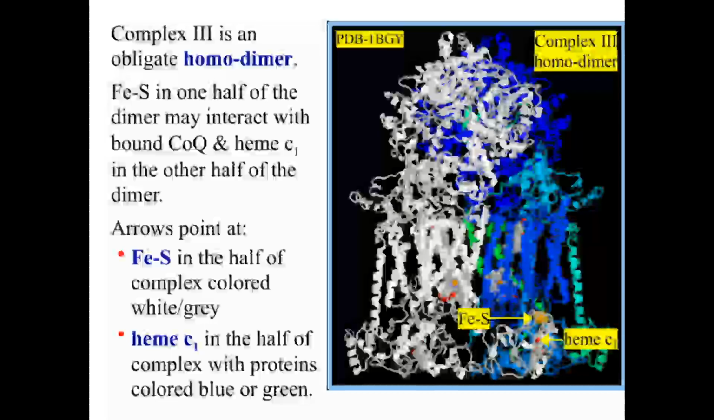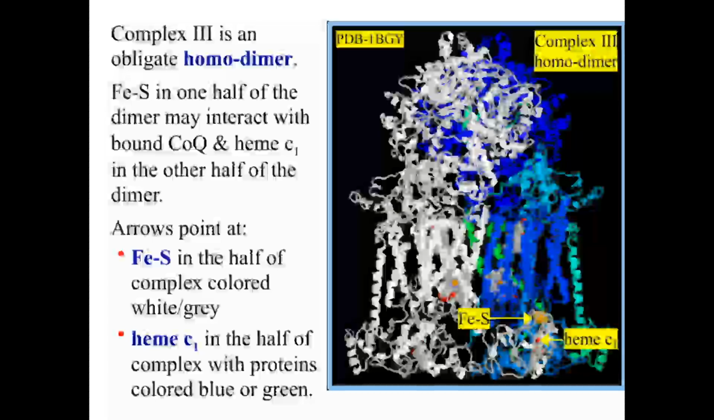You'll notice the arrows pointing at the FES cluster, which is shown in white or gray, and the heme C1, highlighted in blue or green, in the other half of the complex. This visual helps us understand that even though the two parts are separate, they are interconnected and coordinate their activity to facilitate efficient electron flow. Connecting this to our overall theme, it underscores how structural organization directly impacts mitochondrial function and energy production.